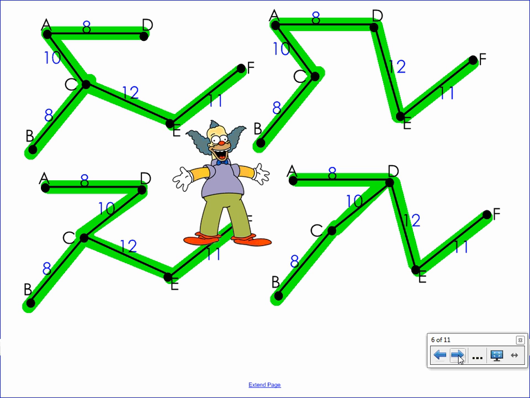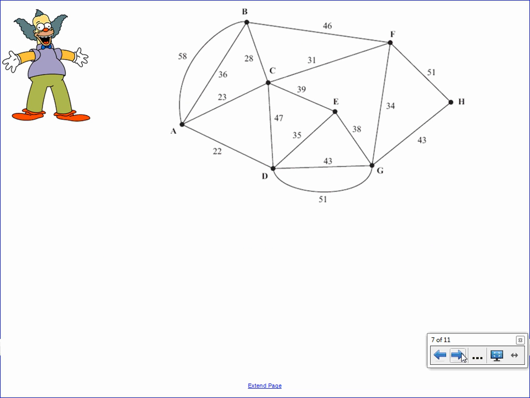So it doesn't matter whether we add the 10 that goes from C to D or the 10 that goes from A to C. All of these are different spanning trees, but they are all minimum spanning trees. So minimum spanning trees aren't unique. Right, I see. Okay.